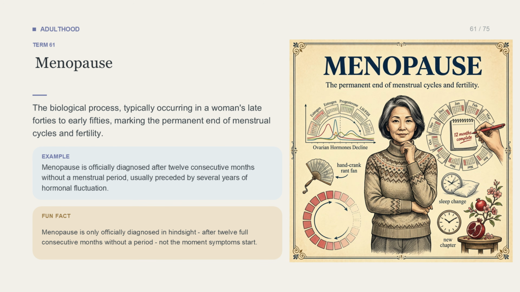61. Menopause. Menopause is the biological process typically occurring in a woman's late 40s to early 50s, marking the permanent end of the menstrual cycle and fertility. Here's one way this might look. Menopause is officially diagnosed after 12 consecutive months without a menstrual period, usually preceded by several years of hormonal fluctuation.